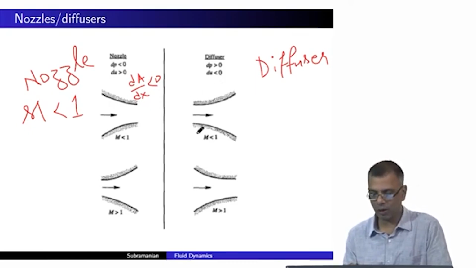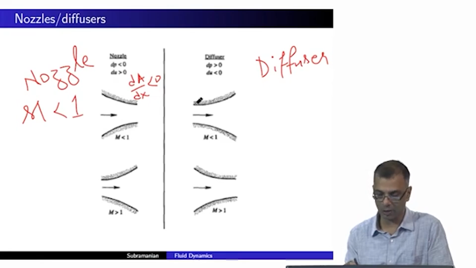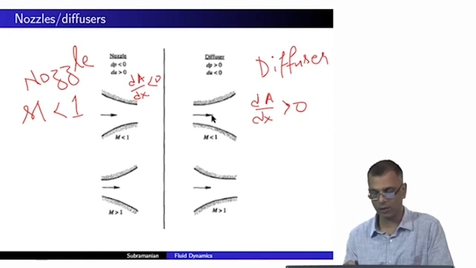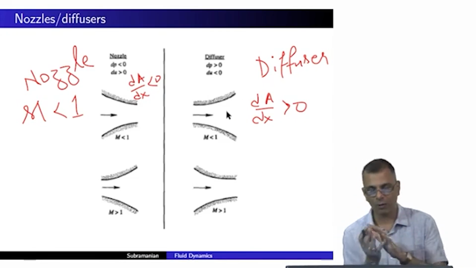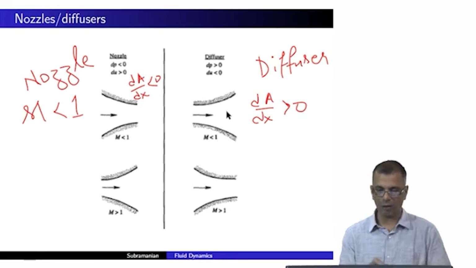And this would be a diffuser. In this case, the cross-sectional area is increasing, right? So this would be a diffuser. Why is this a diffuser? Because as subsonic flows pass through a diverging channel, their speed decreases and the flow diffuses, right? So this conforms to intuition.